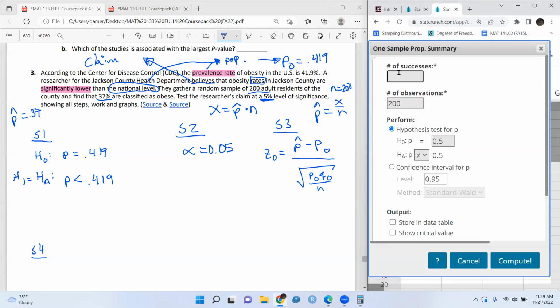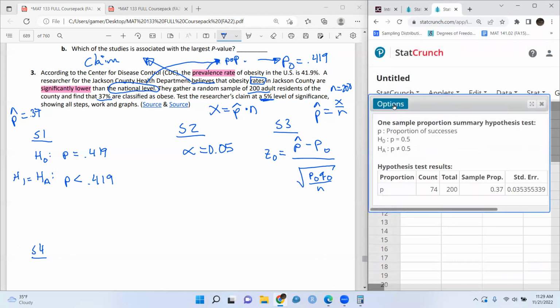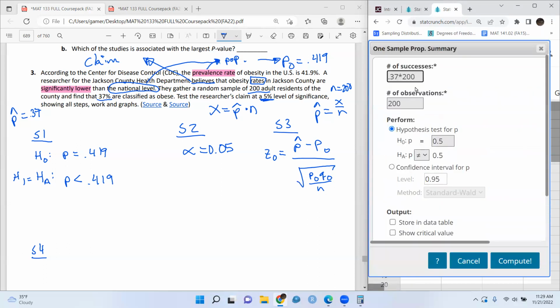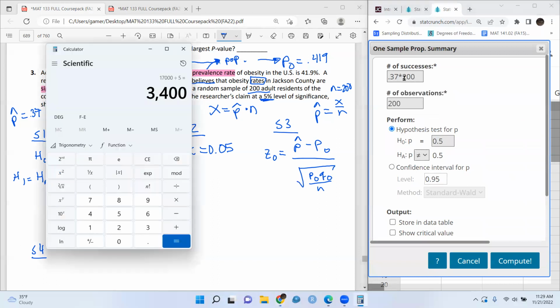Unfortunately, we have to calculate x. That's 0.37 times 200. Oopsie, sorry, I hit enter. So you can type that directly in there and it will give you a calculation, but the number we're supposed to enter is 74. You don't always get exact numbers with this. If the 37 was rounded to a particular value, you have to have a whole number that you type in for x.